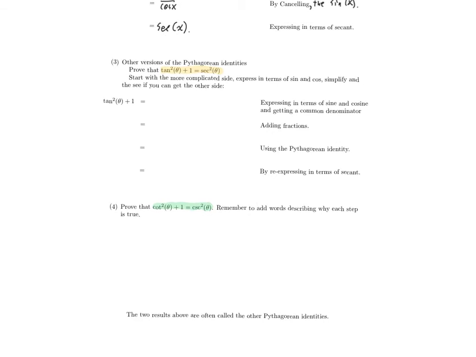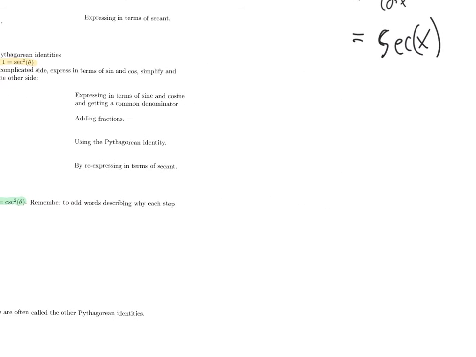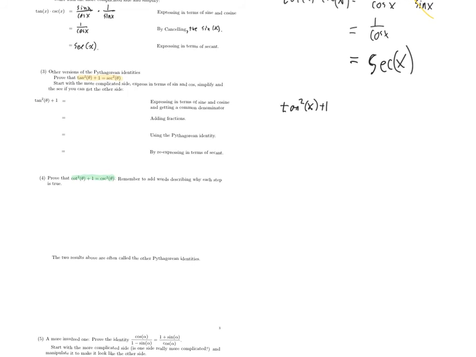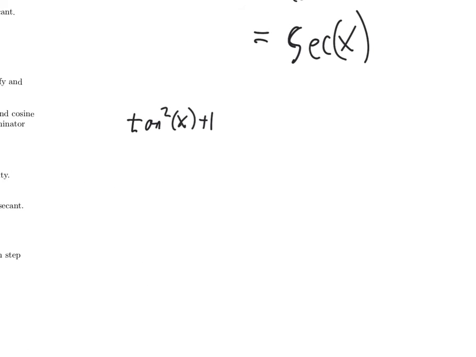So, maybe I'll do the same as I did before. I'll go off to the side. Well, the more complicated side in that Pythagorean identity is the side with the tangent. So let's try to express tangent squared of x plus 1 by doing some stuff. My eventual goal is to get that down to secant squared of x.